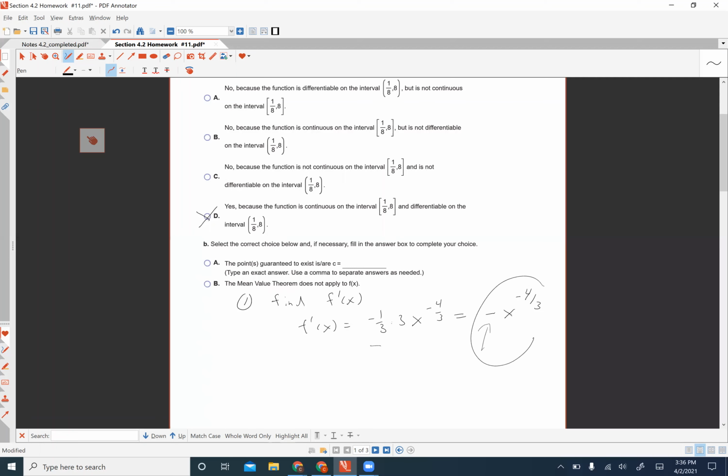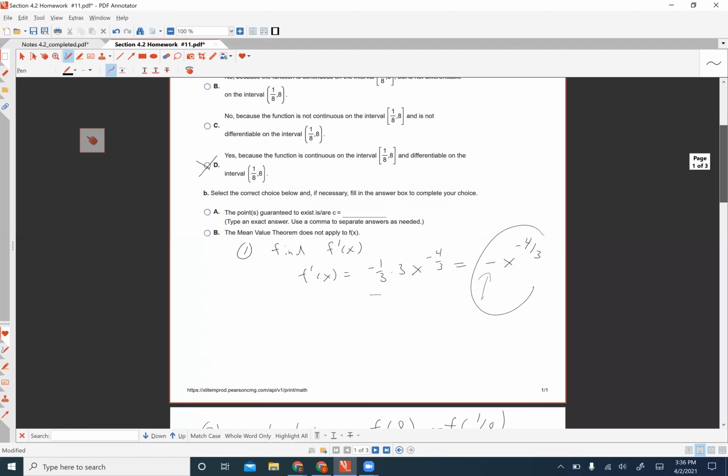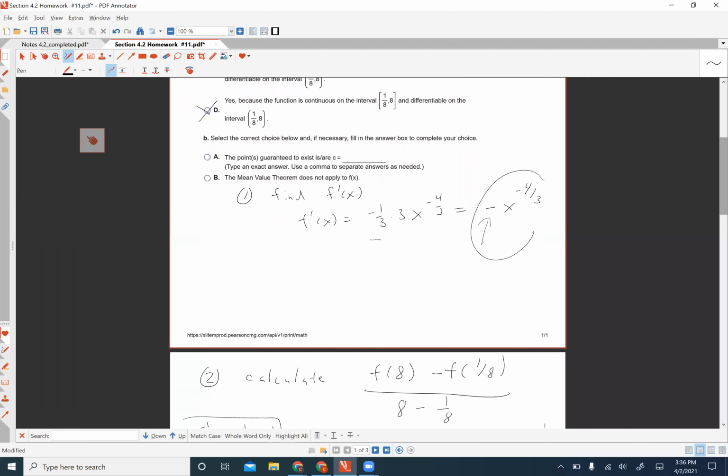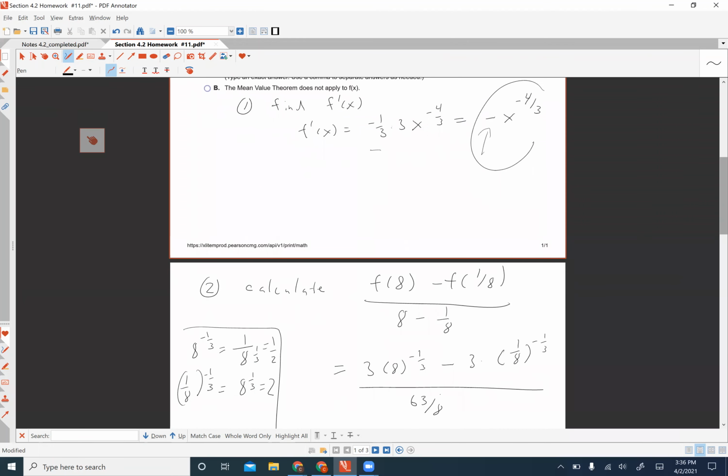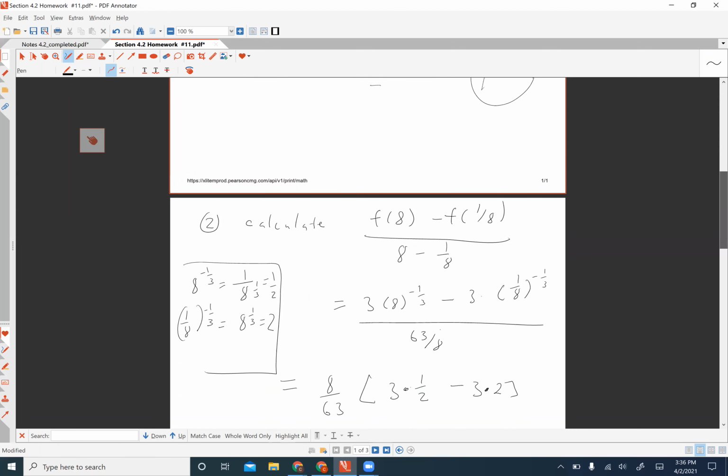Make sure you don't forget about that negative sign. It's easy to do, and if you do, then we're guaranteed to get the problem wrong, even if most of our work is correct. Okay, so that's the derivative. Now we want to find the average rate of change. So we find the slope, this quotient right here: f of 8 minus f of 1/8, divided by 8 minus 1/8.